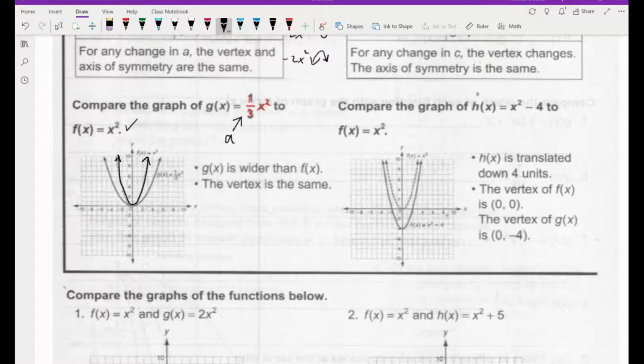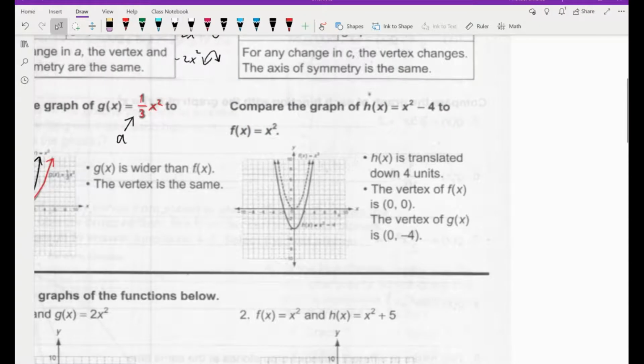There we go. There's the first one. And the red is going to be the wider graph, which is here. See, because it's 1/3. 1/3 makes the graph wider.